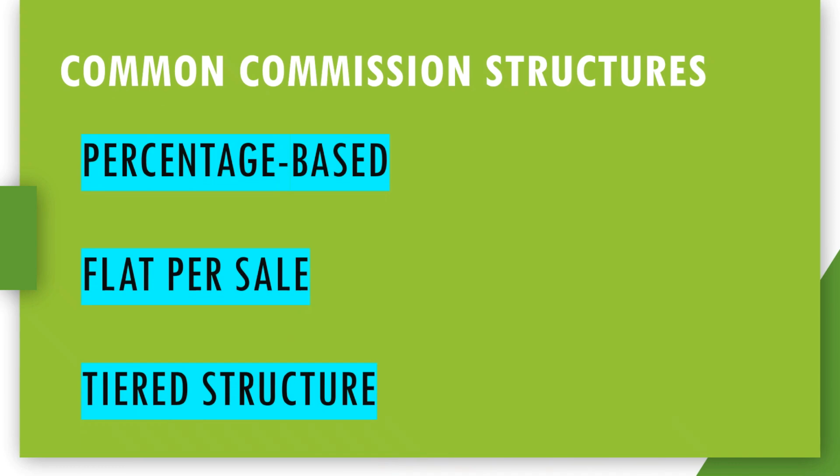Percentage based commission scales with deal size. Affiliate commission pays the same per sale. Tiered structures change rates after certain thresholds. Each structure influences behavior differently. There's no universal best, only what fits a specific context. Why would a company avoid percentage based commission? We will answer it shortly.